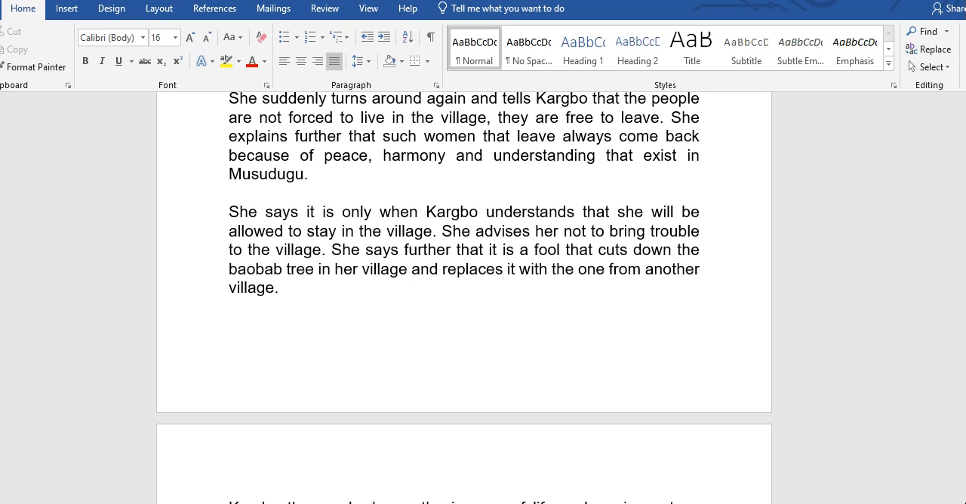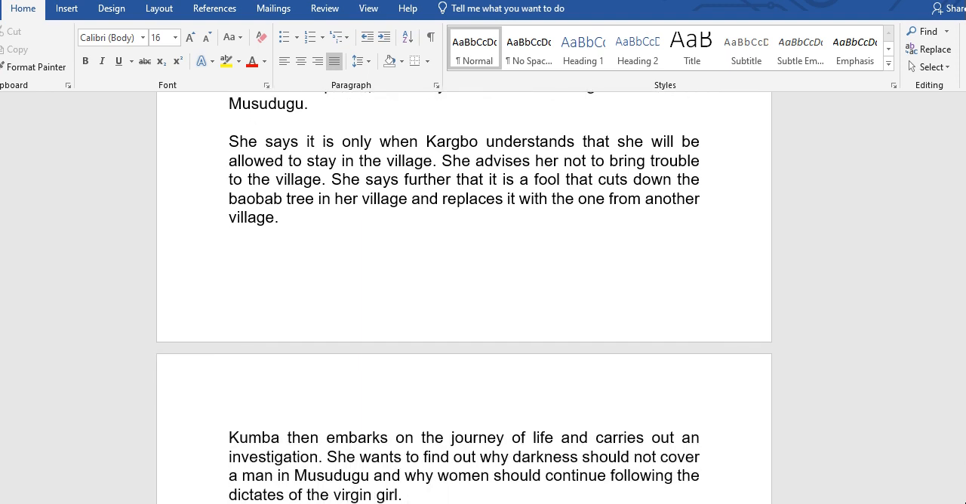She says it is only when Kagbo understands that she will be allowed to stay in the village. She advises her not to bring trouble to the village. She says further that it is a fool that cuts down the baobab tree in her village and replaces it with the one from another village.